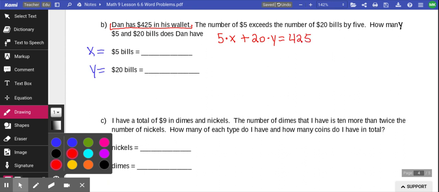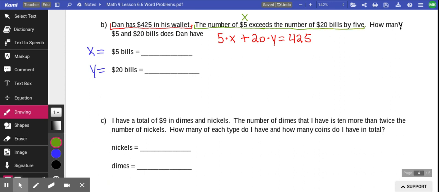I figure out how many 5s I have, or how much money I have in 5s, and then I figure out how much money I have in 20s, and I add the two numbers together. The second sentence is going to create my second equation. The number of 5s, that's x, exceeds the number of 20s by 5. That means that if you had x, it would equal the number of 20s, which is y, plus 5 more. That represents that he has 5 more 5s than 20s.